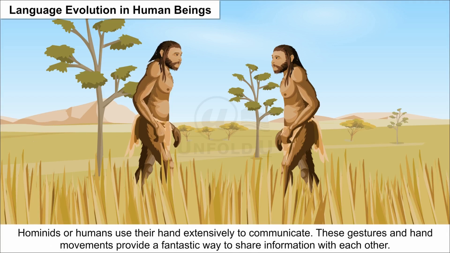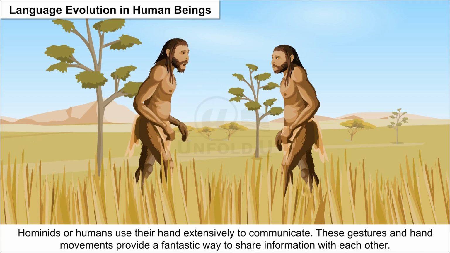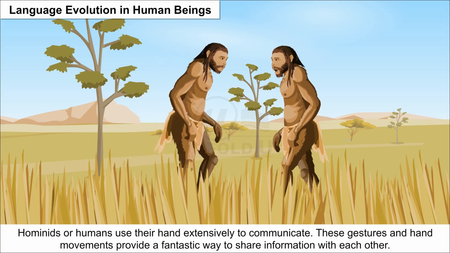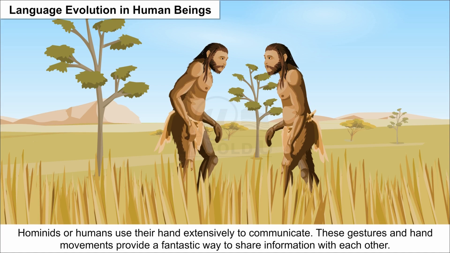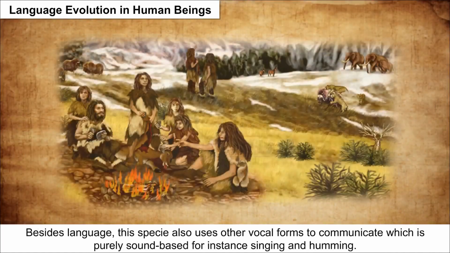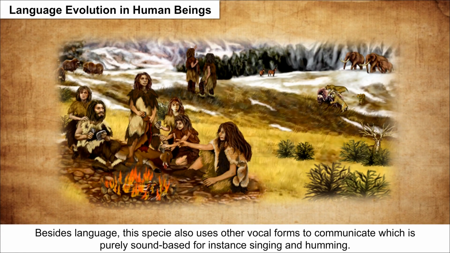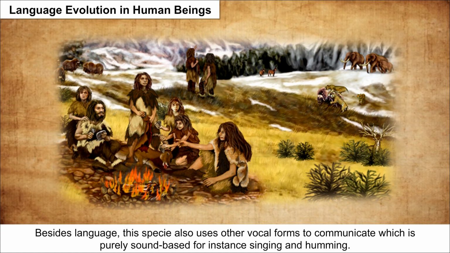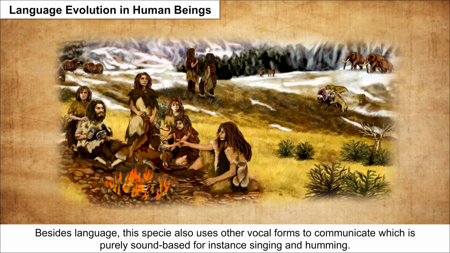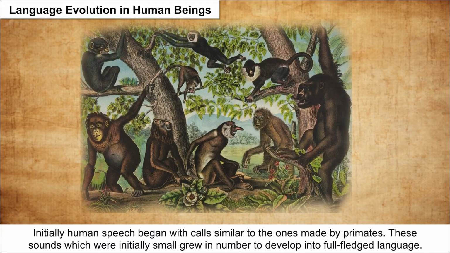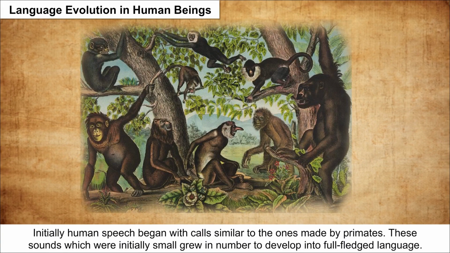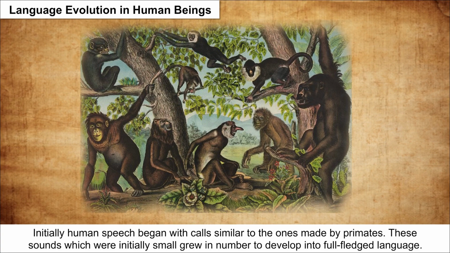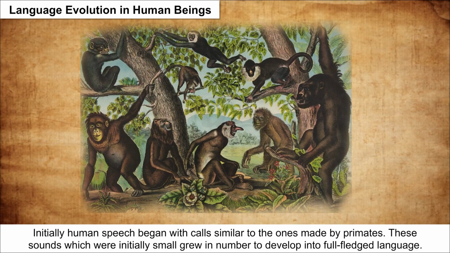Hominids or humans use their hands extensively to communicate. These gestures and hand movements provide a fantastic way to share information with each other. Besides language, this species also uses other vocal forms to communicate, which are purely sound-based, for instance singing and humming. Initially, human speech began with calls similar to the ones made by primates. These sounds, which were initially small, grew in number to develop into full-fledged language.